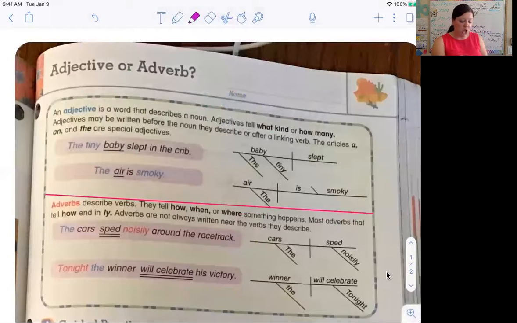So the top, we're talking about adjectives. I'm going to do a little highlight there. An adjective, what does it do? It describes a noun.